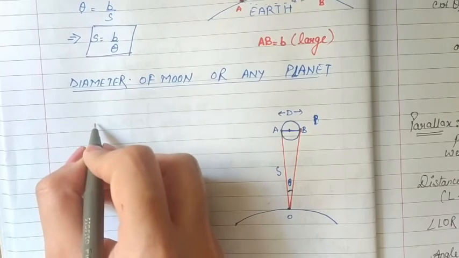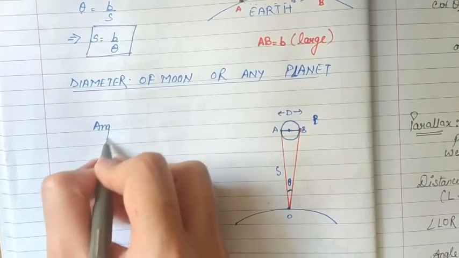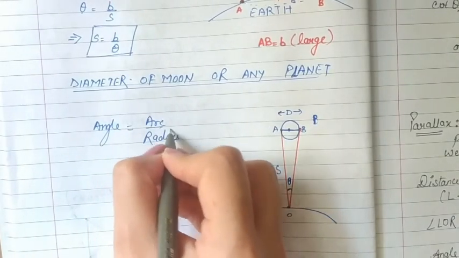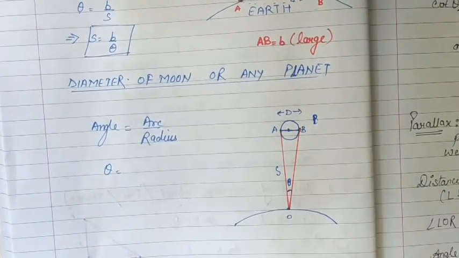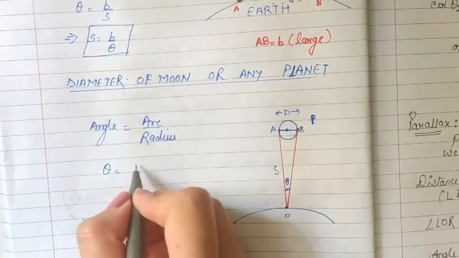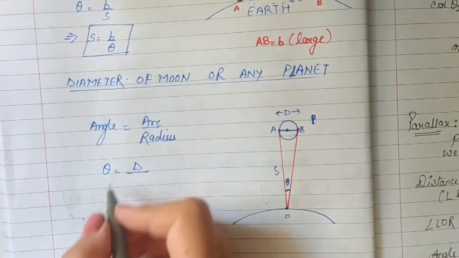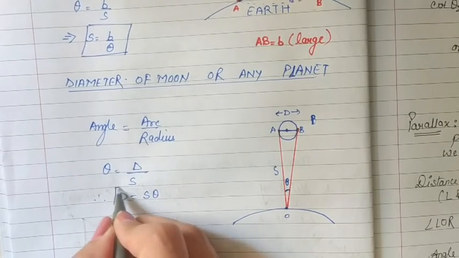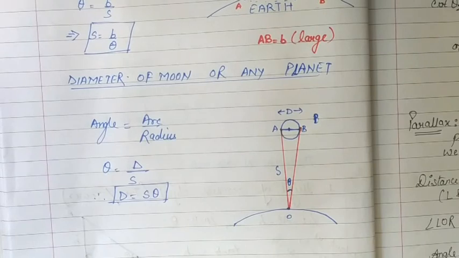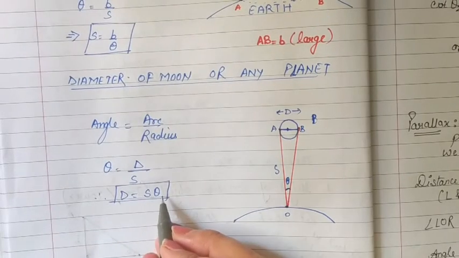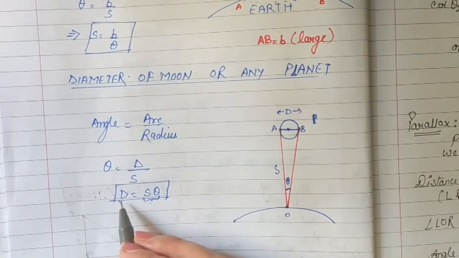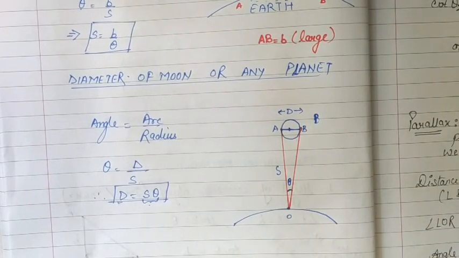Let's see how it works. We know the formula, angle is equal to arc upon radius. Here the angle is theta, the arc is AB, that is capital D, and the radius is capital S. So D will be S theta. Now S can be measured by some other methods using time, technique and so on. If we know the distance S and we find the angle theta, then by knowing these two quantities we can find the diameter capital D of the moon or any other planet.